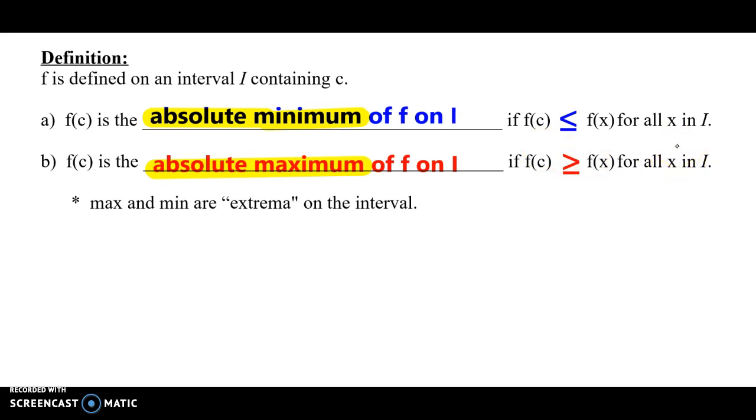Okay. So as it says here, max and min are considered to be extrema on the interval. So if we ask you to list all the extrema, for example, we are asking you to find the absolute max and min.